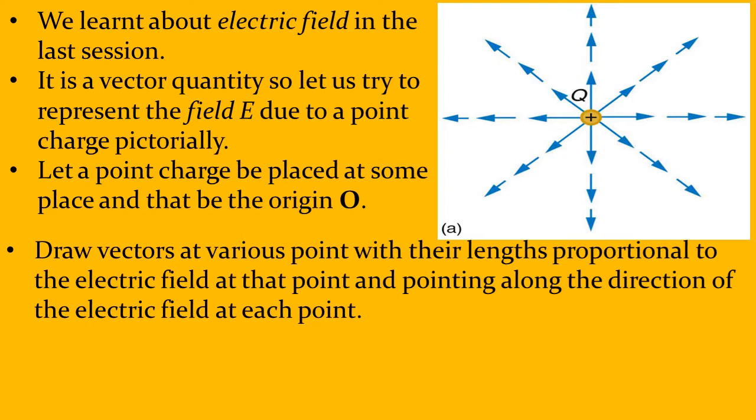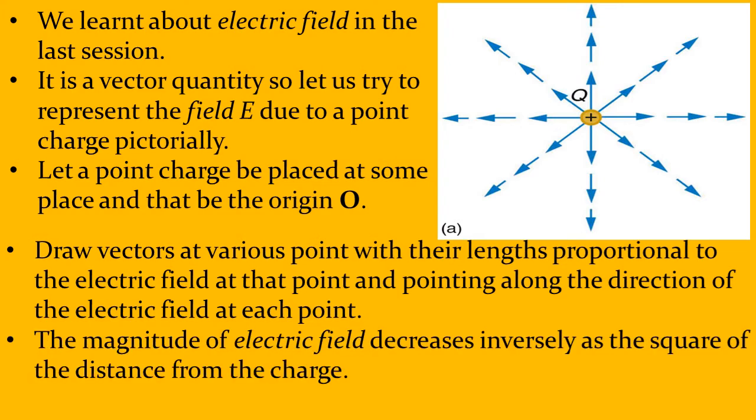Let us say I want to draw the electric field at this point. If the electric field here has a certain magnitude, I draw the length of the arrow as per that magnitude, and the direction of the arrow is also as per the direction of the electric field at this point. The magnitude of the electric field decreases inversely as the square of the distance from the charge. Farther I go away from the charge, the strength of the electric field decreases.